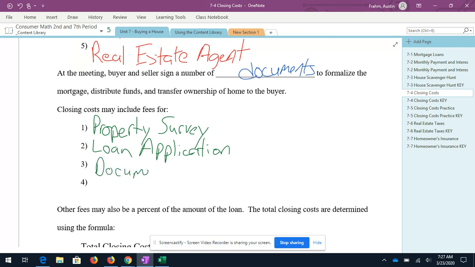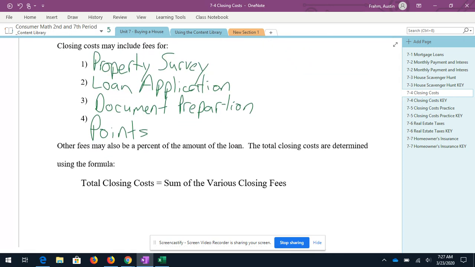Document preparation is the third one. This is a fee basically by the lawyers. It's so that when the lawyers read through all the important documents, you don't have to do it, but they inform you of what's all included. And then the last one is points. So these other fees may also be a percent of the amount of the loan.